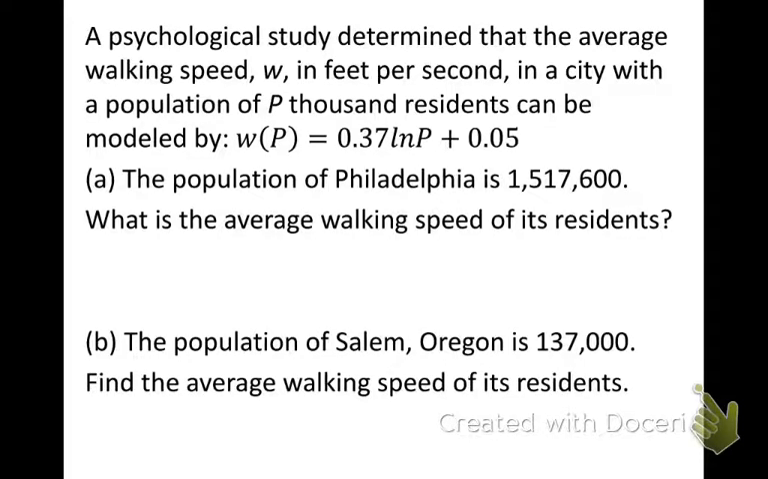Logarithmic applications. We've got just one more problem to look at. We have a psychological study that determines the average walking speed W in feet per second in a city with a population of P thousand residents that can be modeled by W of P equals 0.37 ln of P plus 0.05.